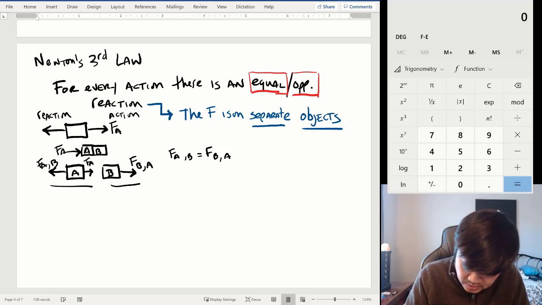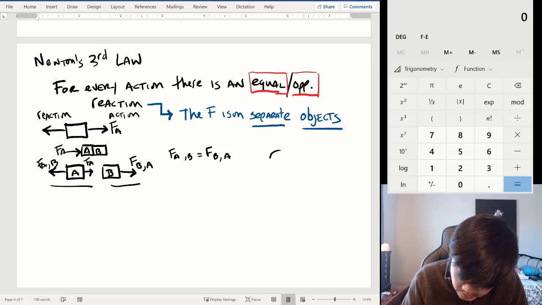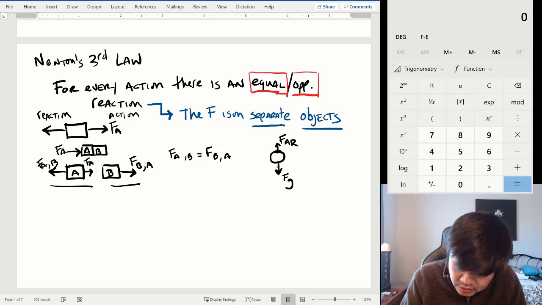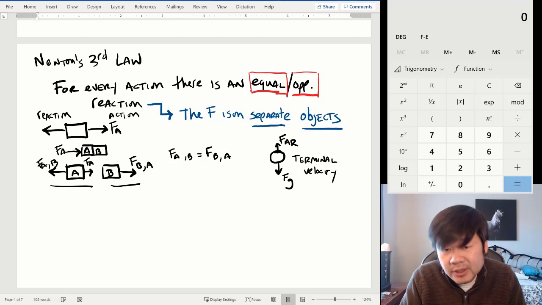Now, let's take a look at something. Let's take a look at a ball right here. A ball is falling to the ground. It has gravity on it, force gravity, and it also has air resistance. Now, these two vectors are equal and opposite, so we're going to call this terminal velocity. That's what they call it. Terminal velocity is when an object meets the right amount of air resistance and it doesn't change its velocity anymore. It moves at constant velocity.